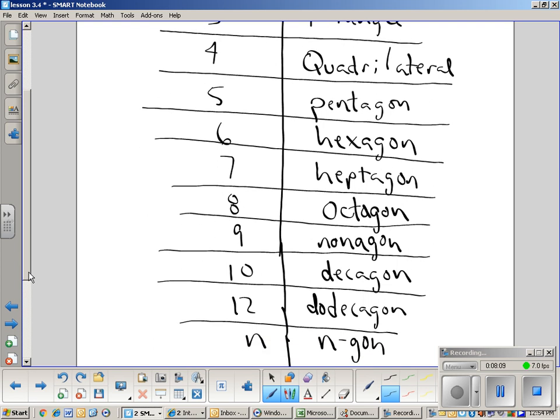I didn't see what's at the very top. Names of polygon. No, there was another, like, number of sides and then. Yep, and name.